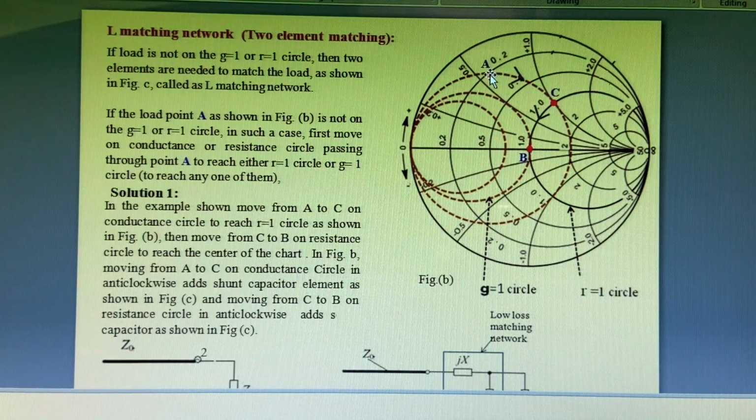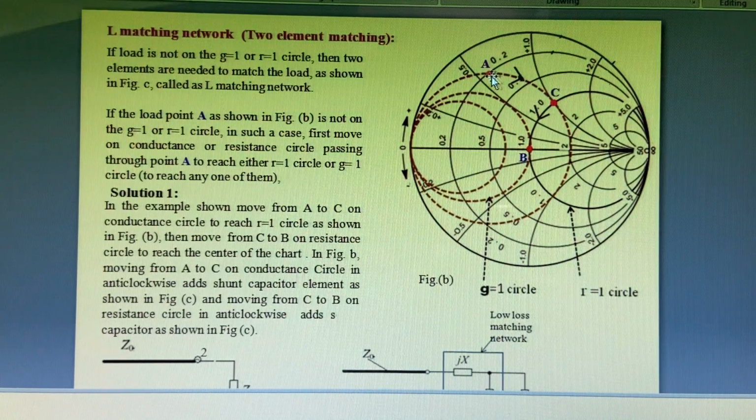You have to reach the R is equal to one circle or G is equal to one circle. Either way we can move. That is the second solution. For example, consider the first solution: from this point, first you reach the R is equal to one circle or G is equal to one circle by moving over a constant resistance circle or a conductance circle.